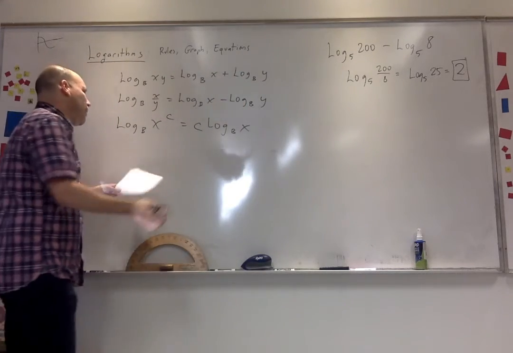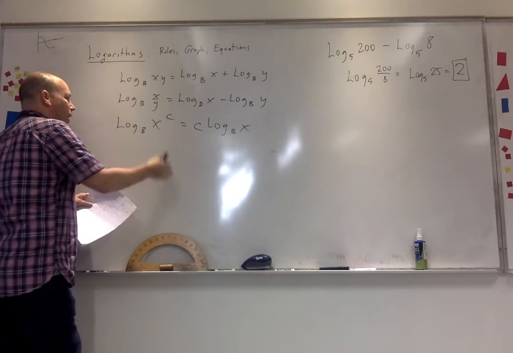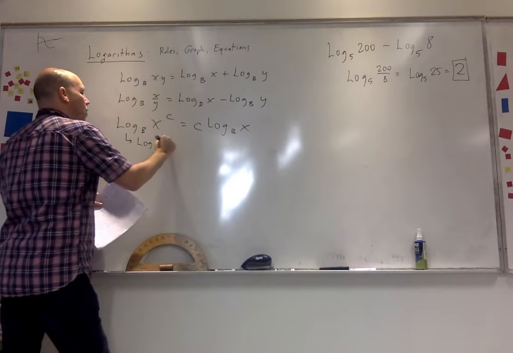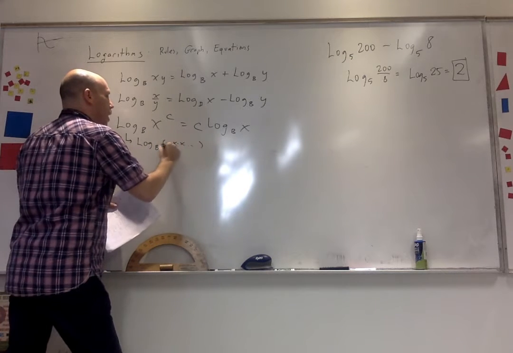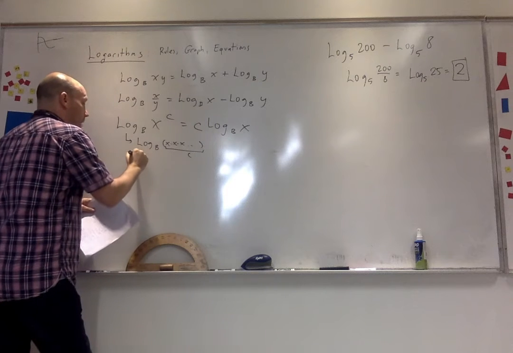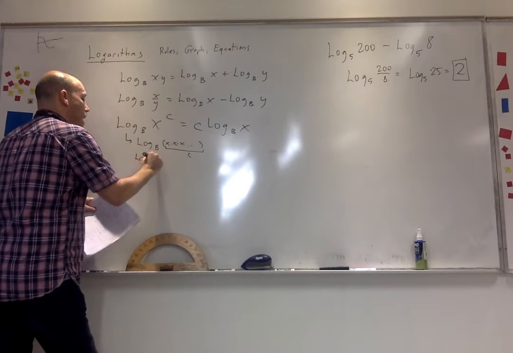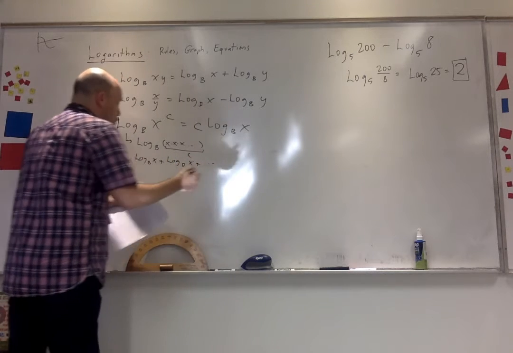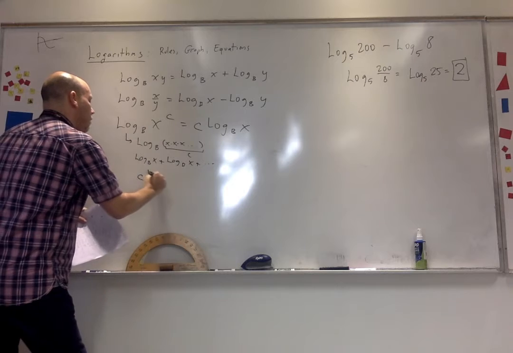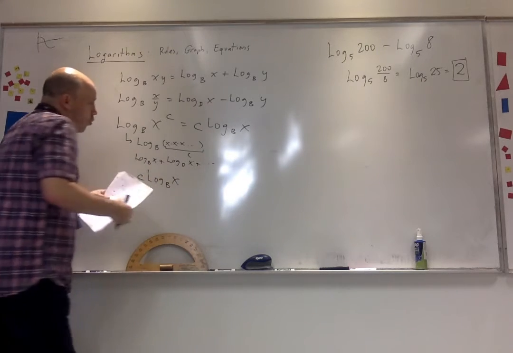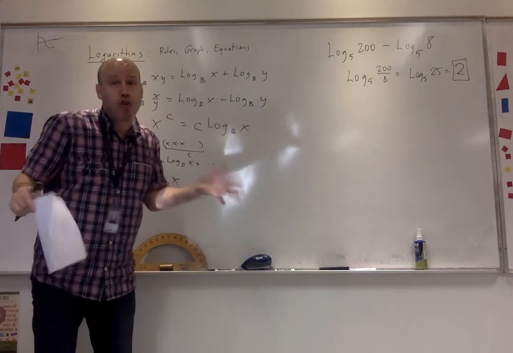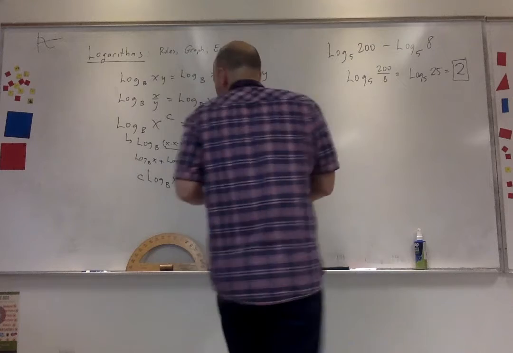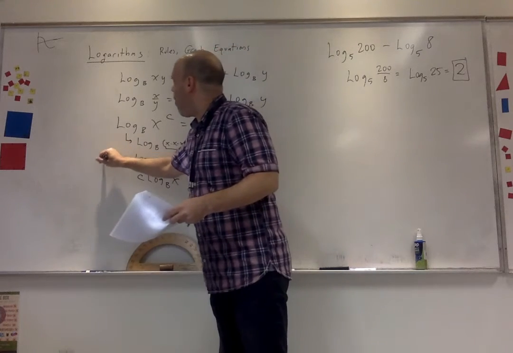There's 2 proofs, I guess. If you look at this one, the first way of looking at it is that this actually can be written as log base b of x times x times x, c times. So you could technically write it as log base b of x plus log base b of x, and so on. And so the final answer ends up being c log base b of x. That's one proof that I'm not testing you on. You should just know it. This is proof 1.